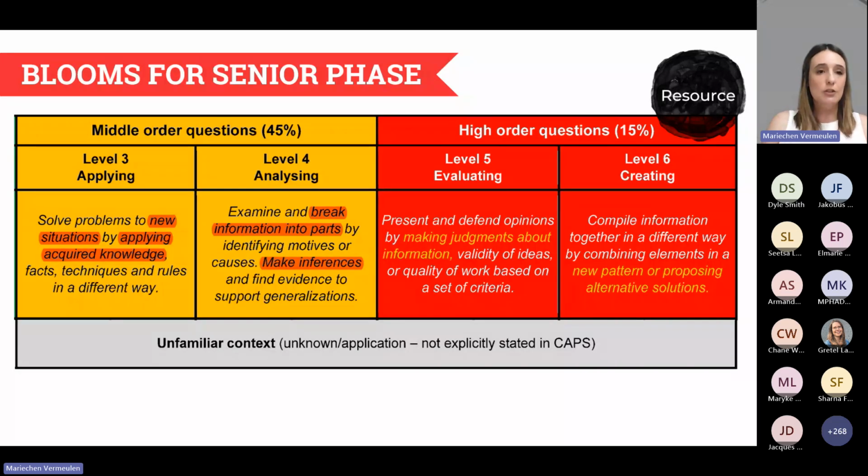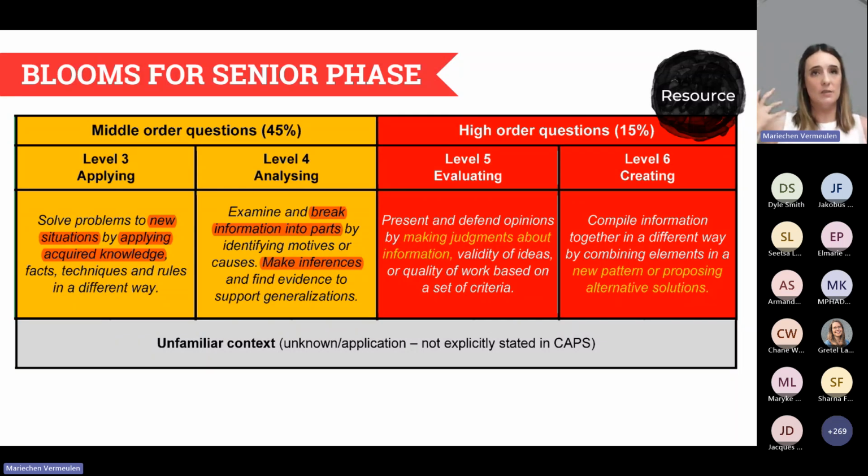So using it in a new way, in a novel way. That to me always helps me remember what applying is. Analyzing is breaking information into parts, making inferences. So why did the researcher use 100 participants instead of 10? What would be the purpose of that? Analyzing the question. And then higher order questions are evaluate and create.